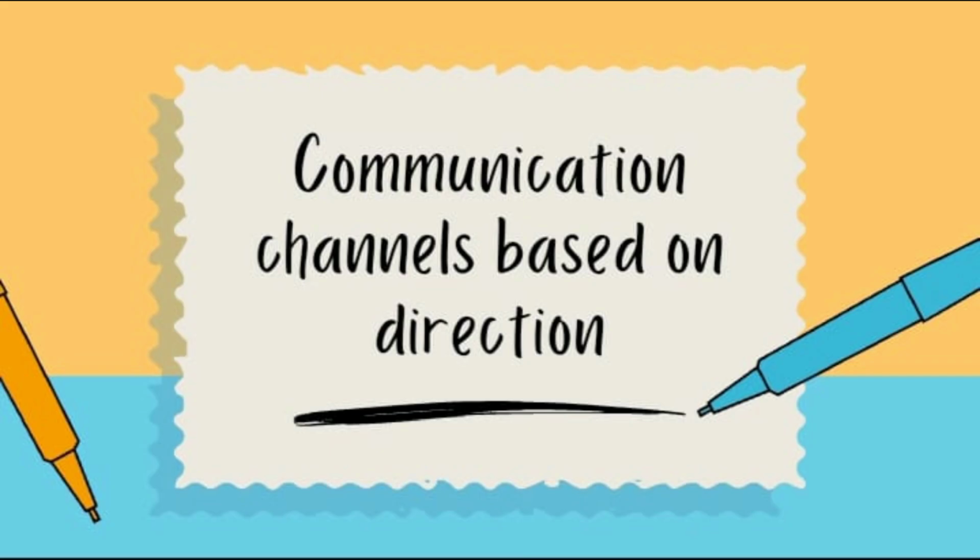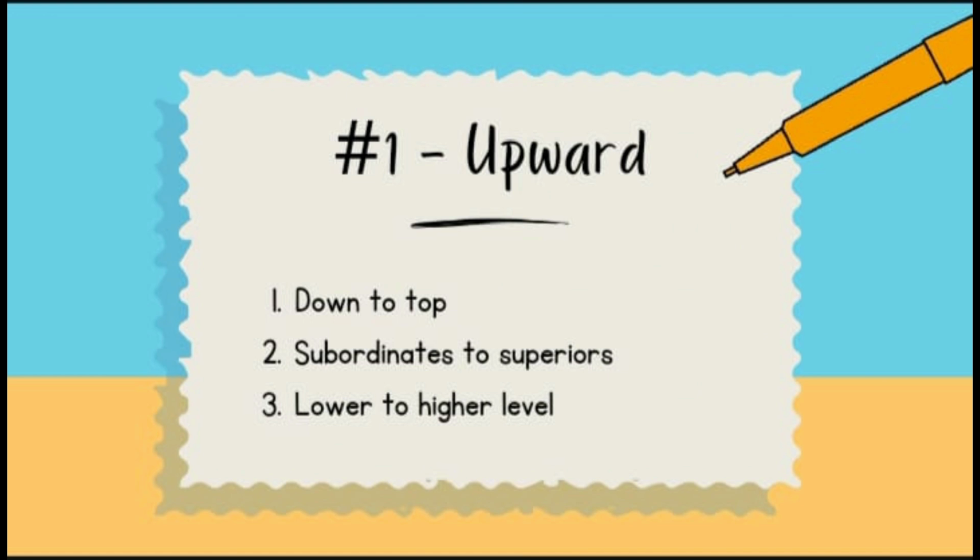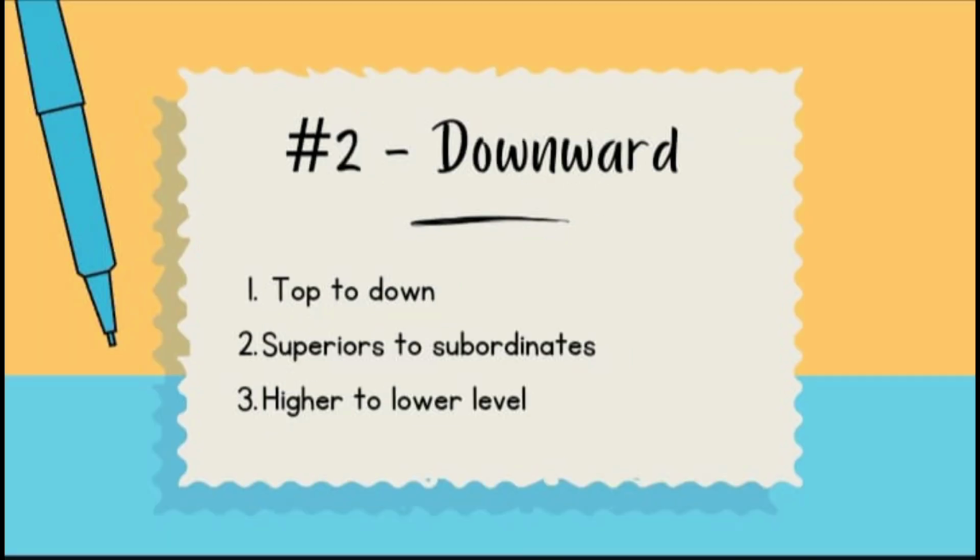Now let's talk about channels of communication based on direction. These are four: upward, downward, lateral, and diagonal. Upward communication is information flown down to top, means from employees or subordinates to superiors. For example, workers giving feedback is an example of upward communication. Downward communication is information flown top to down, means from higher level to lower level. For example, a CEO addressing all employees about a new project.